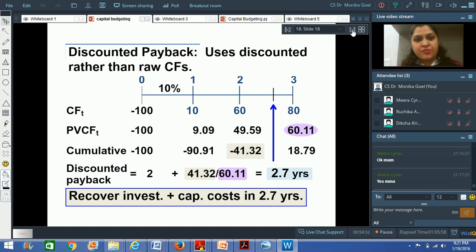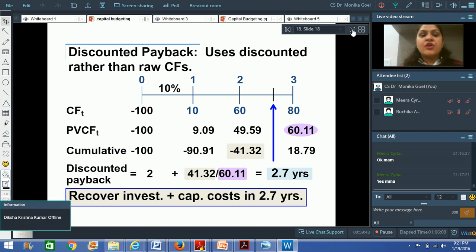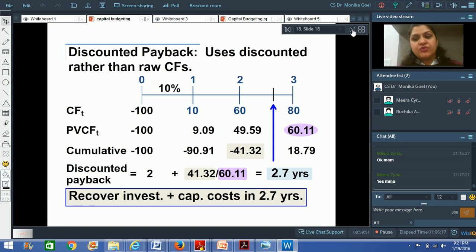So what we are doing, we are looking at the same project, the example of the S project, the franchise S. We said that you are going to invest ₹100 at year 0. In year 1 you are getting 10 rupees. In year 2 you are getting 60 rupees. In year 3 you are getting 80 rupees. Now what you need to do, you have to discount these cash flows. How are you going to discount it?